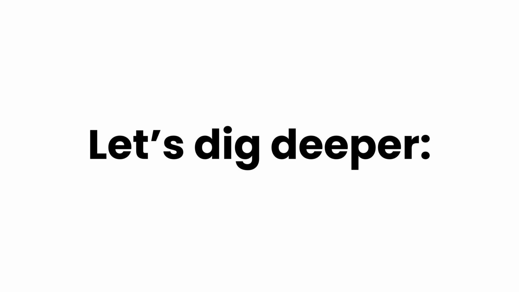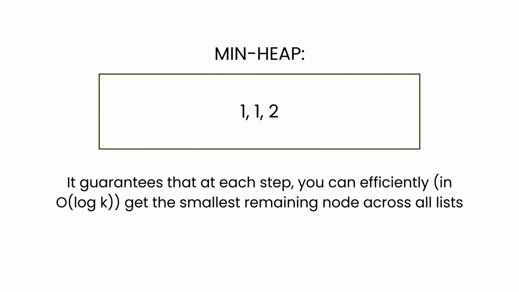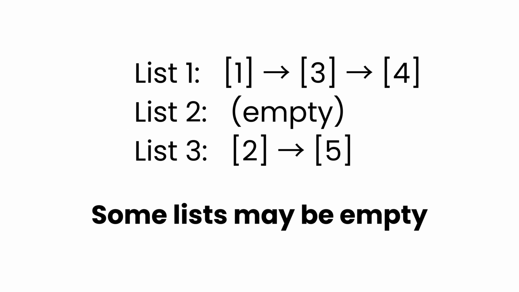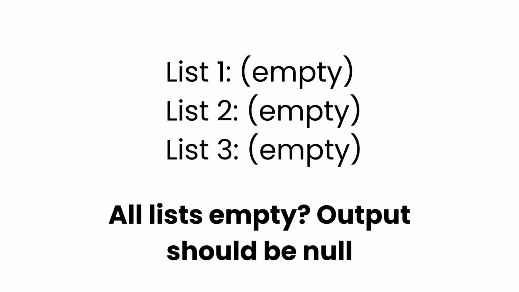Let's dig deeper. Why a heap? It guarantees that at each step, you can efficiently, in O(log k), get the smallest remaining node across all lists. Using a dummy node for the result list keeps the code clean and bug-free. Edge cases? Some lists may be empty. All lists empty? Output should be null.